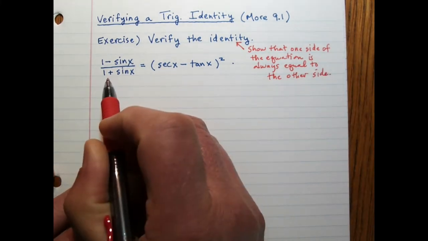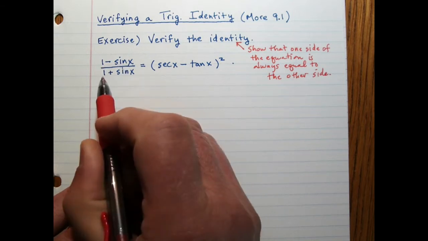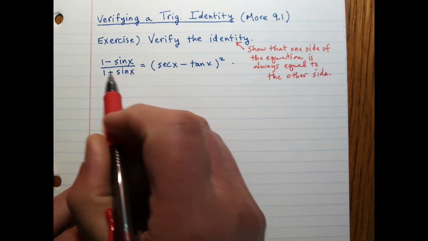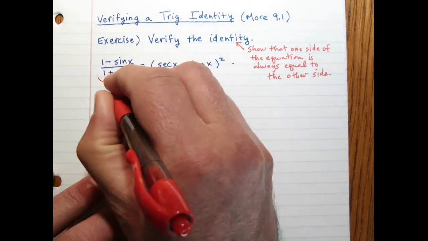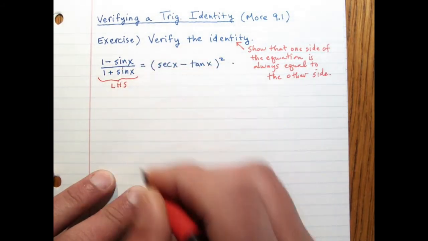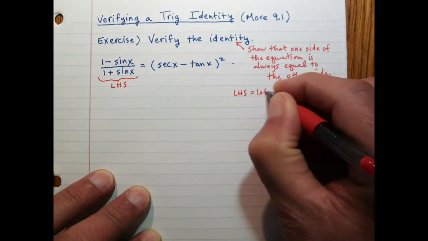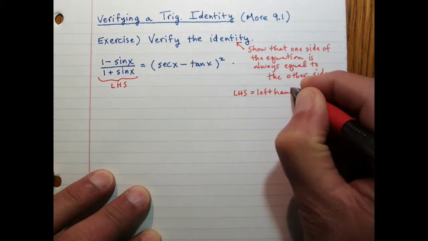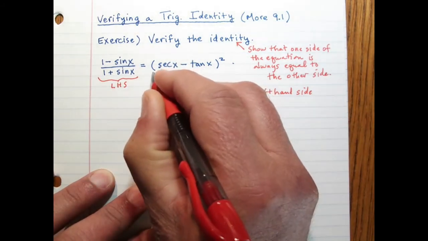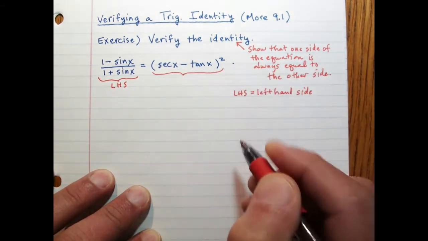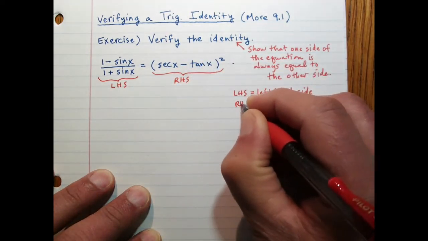And my equation here has one side, 1 minus sine x over 1 plus sine x. We're going to call that the left-hand side of the equation. And sometimes I'm going to abbreviate that with LHS. So LHS just stands for left-hand side. And on the other side of the equal sign, the expression in parentheses here, squared, is the right-hand side. So I'll abbreviate that RHS.